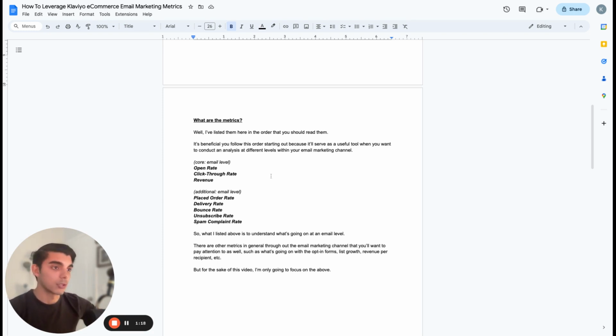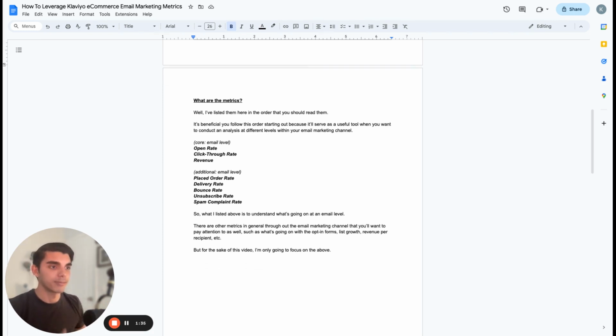Some additional metrics that you can focus on at an email level are placed order rate, which you'll get through the Shopify integration or whatever e-commerce integration, the delivery rate, bounce rate, unsubscribe rate, and spam complaint rate. So what I've listed above is to understand what's going on at an email level. There are other metrics in general throughout the email marketing channel that you want to pay attention to as well, such as what's going on with the opt-in forms, the list growth, revenue per recipient, etc. But for the sake of this video, I'm only going to focus on what I've listed above.